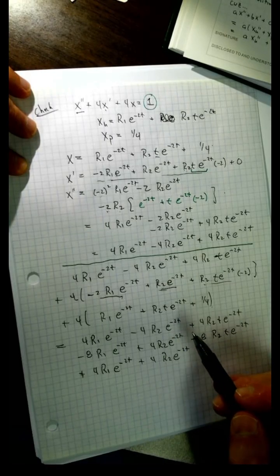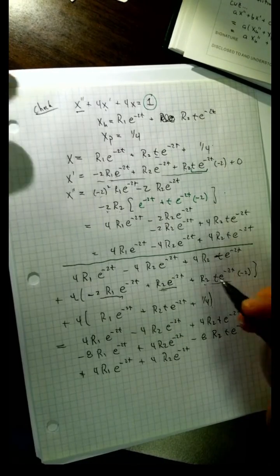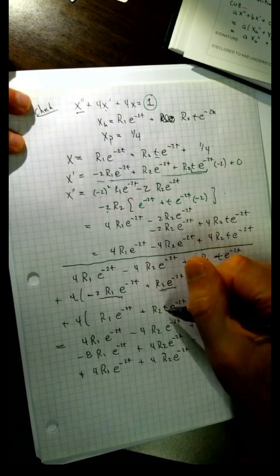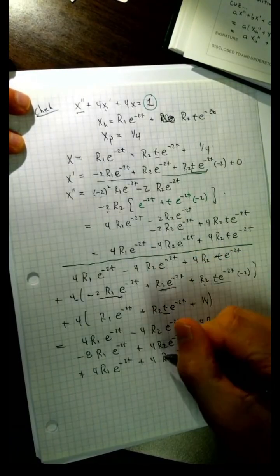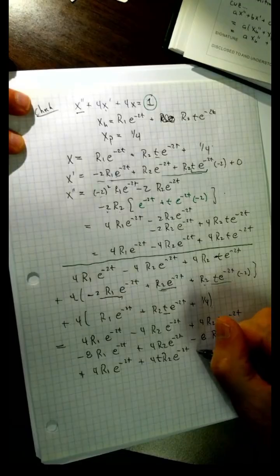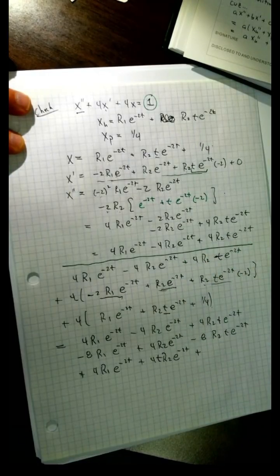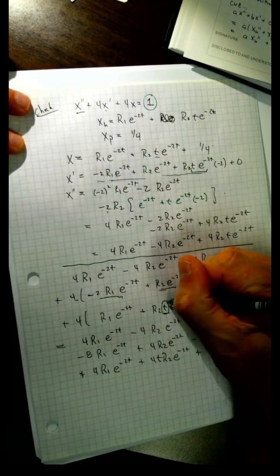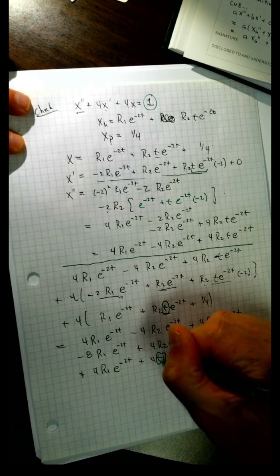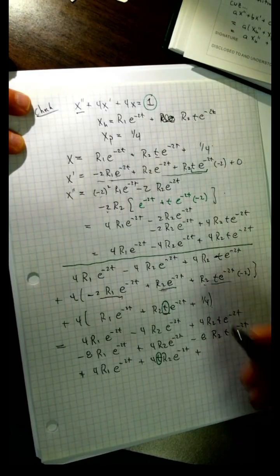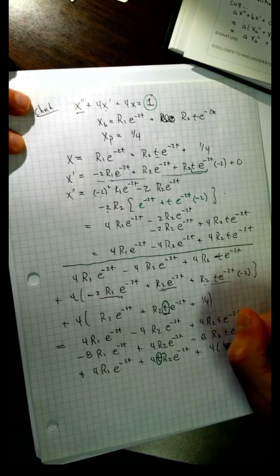Something's wrong. Yep. I screwed up. This is a t there. Okay. Sorry about that. I'm going to be very careful here. That t goes right there. Okay. And then plus 4 times 1/4.